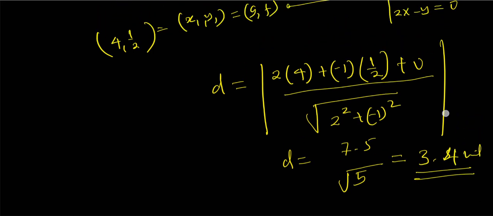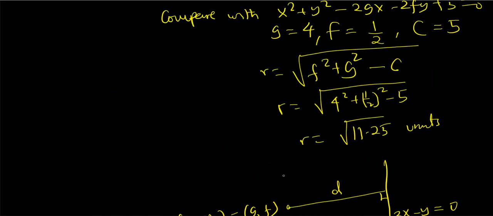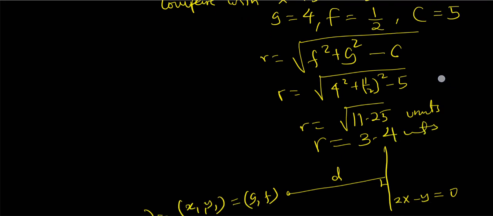Now let's get back to r, to one decimal place. If we find the square root of 11.25, it also gives 3.4 units. So r is the same as d.